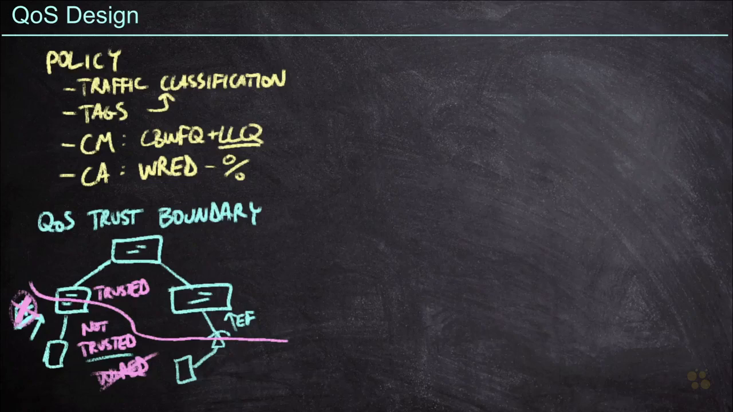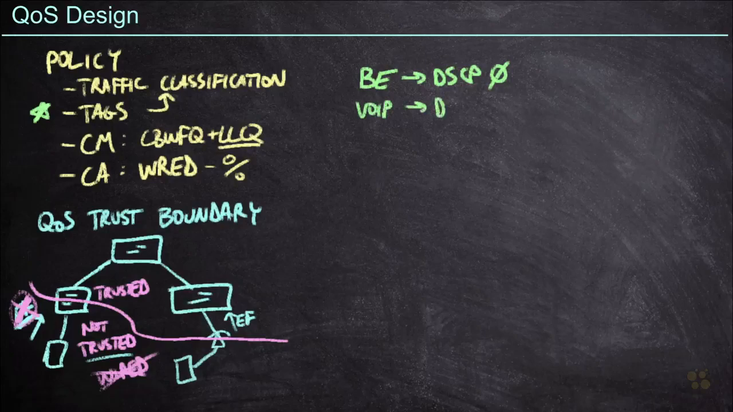So with our QoS trust boundary established, now we need to talk a little bit more about these tags, because we're supposed to figure out which tags to use on which traffic classes. And so we can start to define some of those. For example, we know that best effort traffic is probably going to use DSCP of 0. That's pretty standard in networks today. And also we know that for voice over IP traffic, we can use DSCP EF, that expedited forwarding tag.